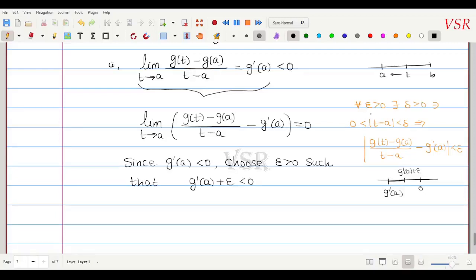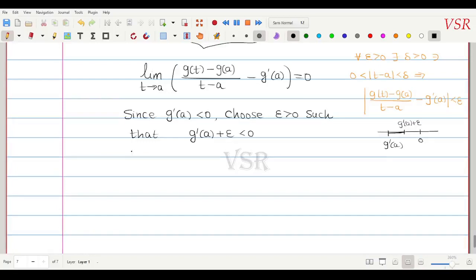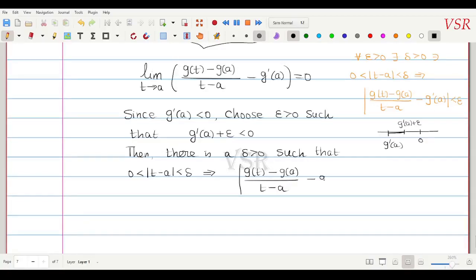ஓகே, அப்போ இது அப்ளை பண்ணோம்னா then there is a delta positive such that I may write like this. 0 strictly less than modulus of t minus a which is less than delta. This would imply that I may write like this. Modulus of g of t minus g at a divided by t minus a minus g dash of a which is less than epsilon.